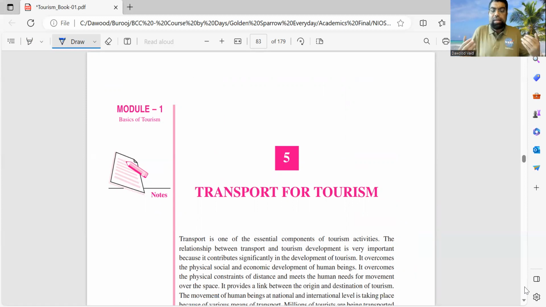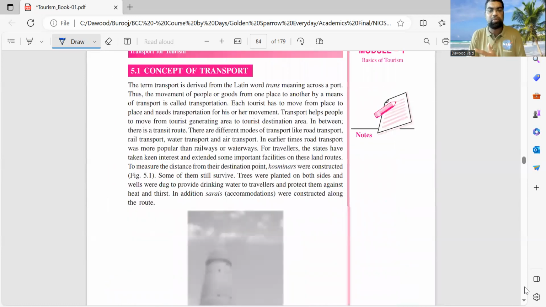It's transport for tourism. What does it mean? The better the transport is, the more tourists will come here. Because Bombay has an international airport, there is train connectivity, there are road trips, good roads, taxi, Uber, Ola, Kali Pili, everything's available. People love to come to Bombay. The more you improve your transport, the better the tourism in the state will be.